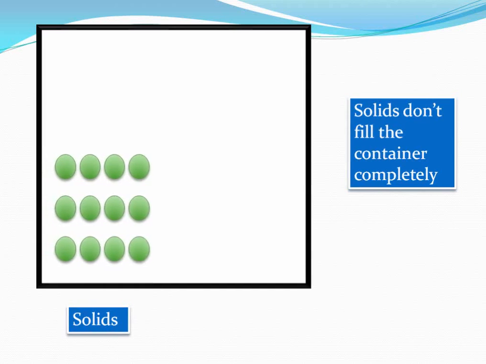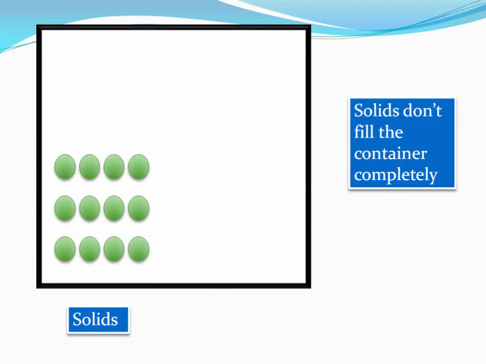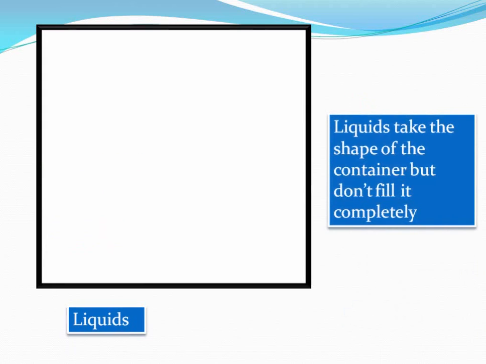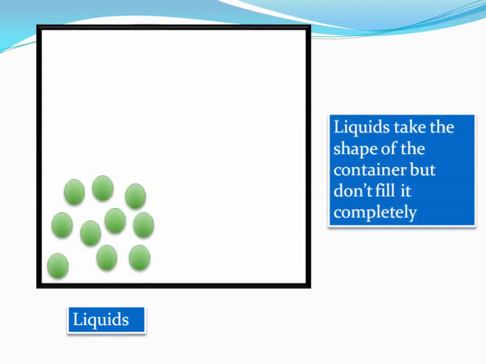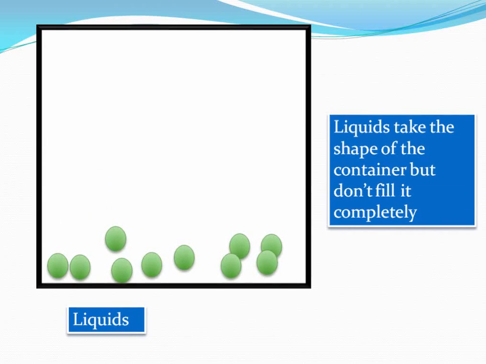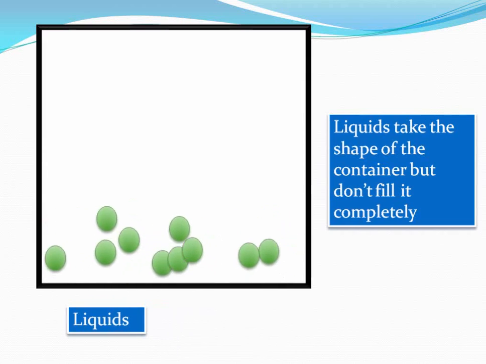So when you place a solid in a container, the particles are not free to move about and fill up the container. So clearly, solids stay where they are even when they are placed in a container. In case of liquids, however, the liquid particles are relatively free to move. So they do slip over one another and they do take up the shape of the container. However, despite taking up the shape of the container, they don't fill up the container completely.